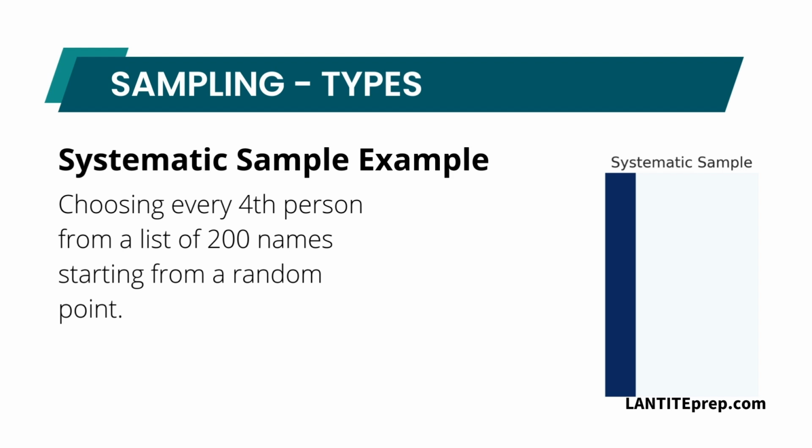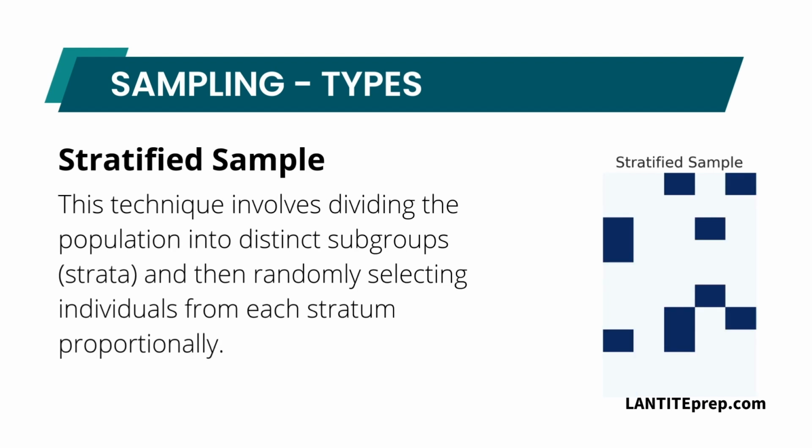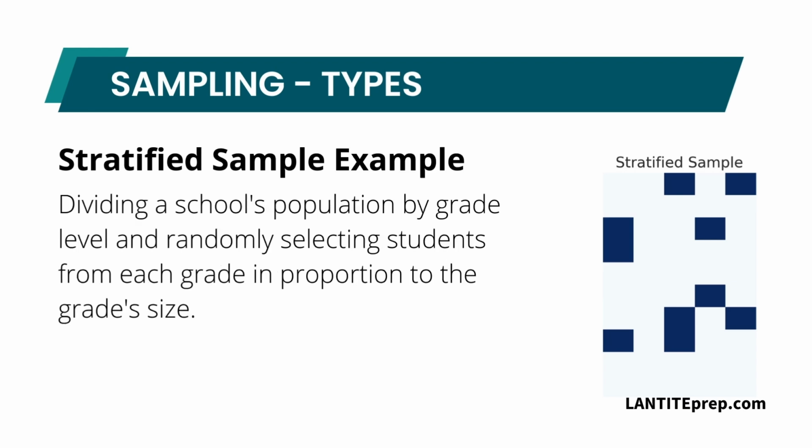Up next we have stratified sample, which involves dividing the population into distinct subgroups and then randomly selecting individuals from each subgroup proportionally. The example here would be dividing a school's population by grade level and randomly selecting students from each grade in proportion to the grade size.